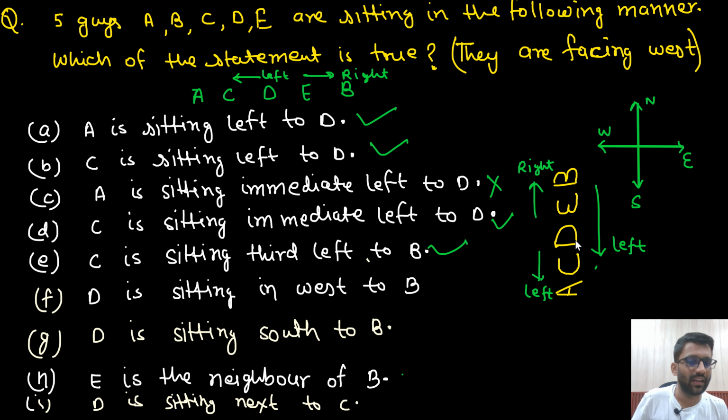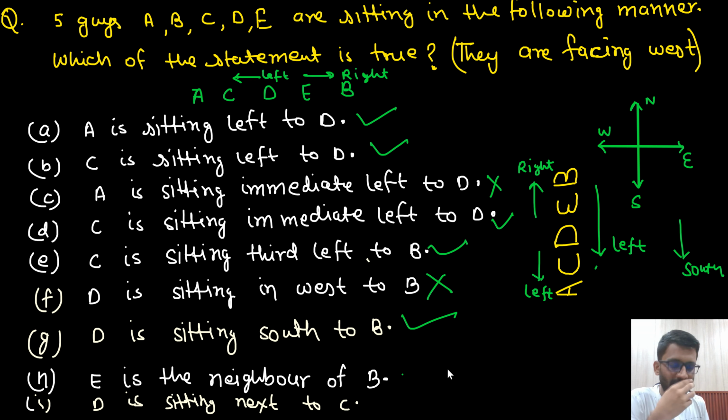D is sitting in west to B. So what will B say? B will say that D is sitting in this direction. D is sitting in west with respect to B. And what is this direction? This direction is south, not west. So this is wrong. D is sitting south to B.